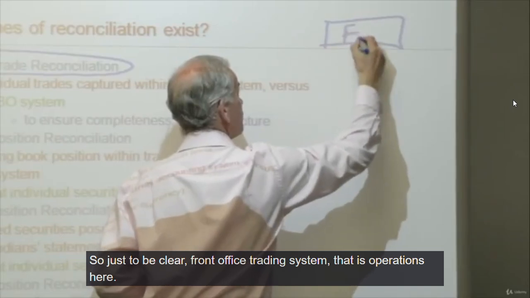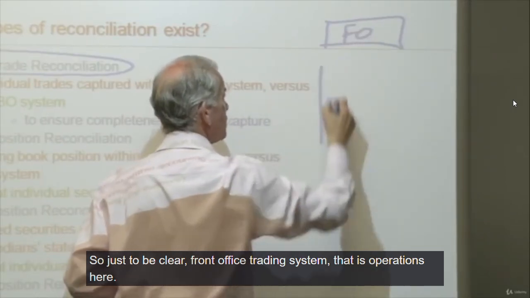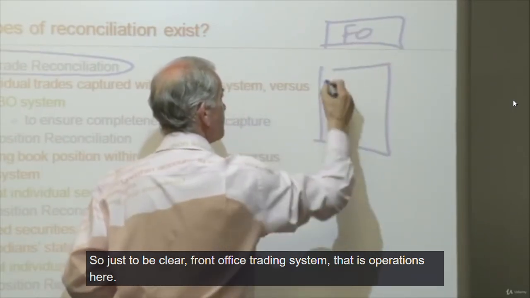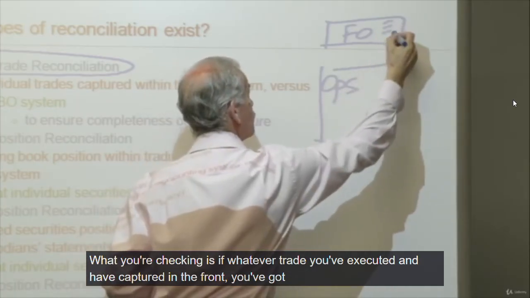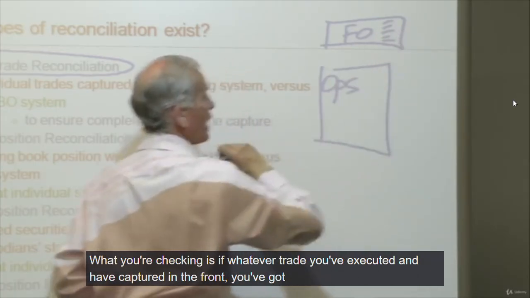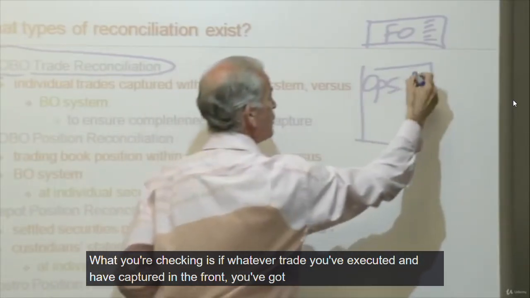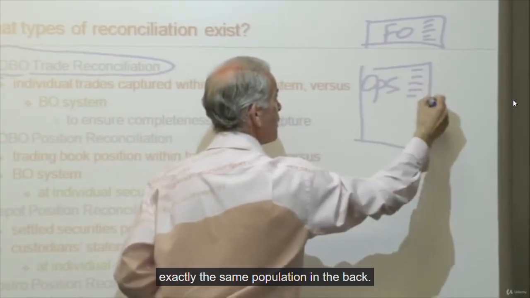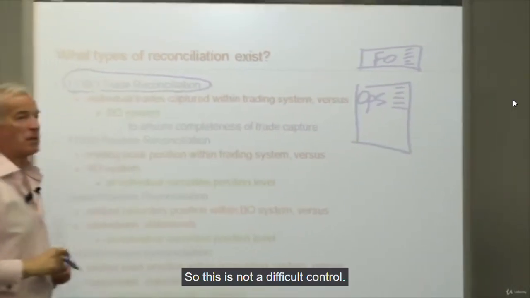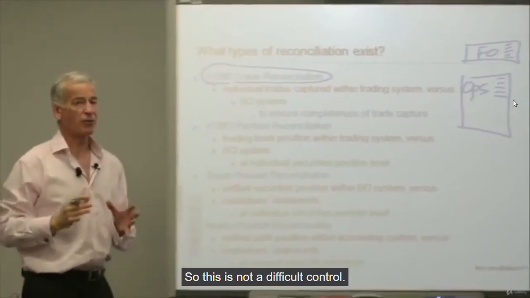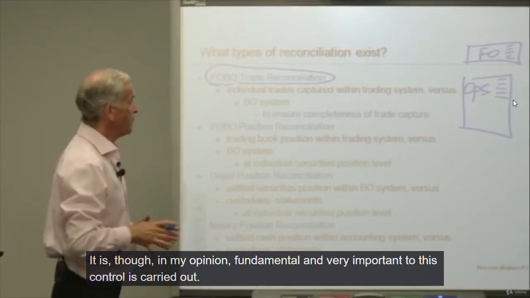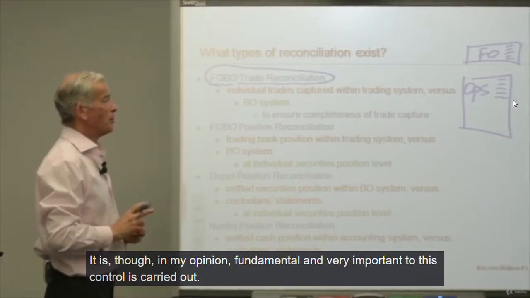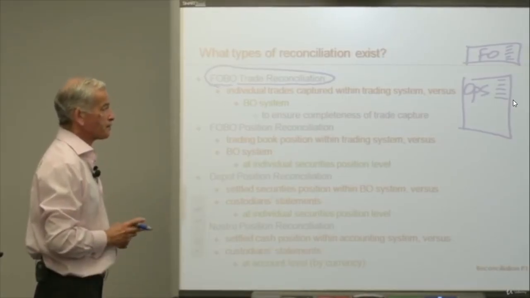front office, trading system, that is, operations here. What you're checking is that whatever trade you've executed and have captured in the front, you've got exactly the same population in the back. So this is not a difficult control. It is, though, in my opinion, fundamental and very important that this control is carried out.